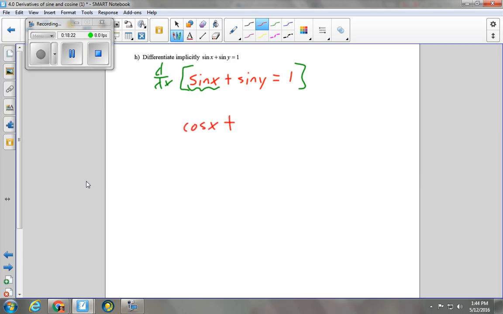Plus, now I've got the derivative of sine y with respect to x, so we just need to apply the chain rule to that too. So this becomes the normal derivative, cos y, but then you have to tack on at the end dy dx. And then that's equal to the derivative of 1, which is 0. So then just rearranging, this becomes dy dx is equal to negative cos x over cos y.